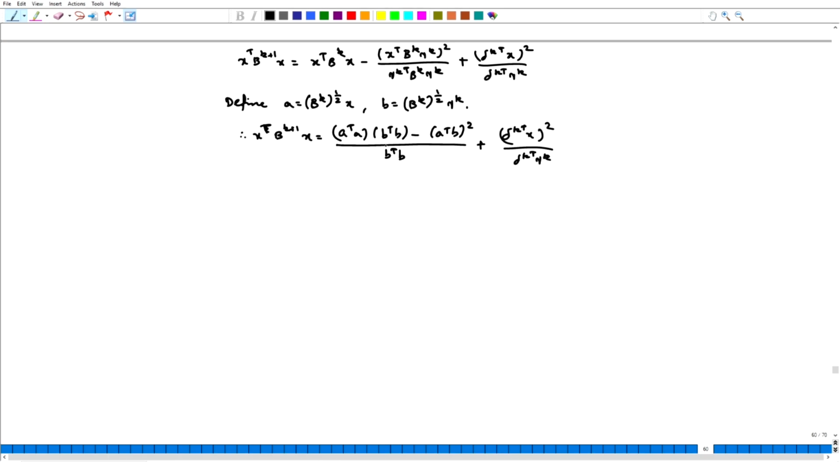The numerator of the first term is non negative, which follows from the Cauchy-Schwarz inequality. You know this: the modulus of the dot product of A comma B is less than or equal to norm A into norm B. When you square both sides, it is A transpose B the whole square less than or equal to A transpose A into B transpose B. So this is the Cauchy-Schwarz inequality.